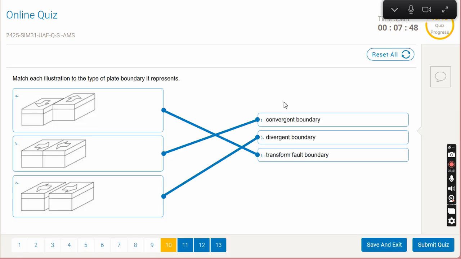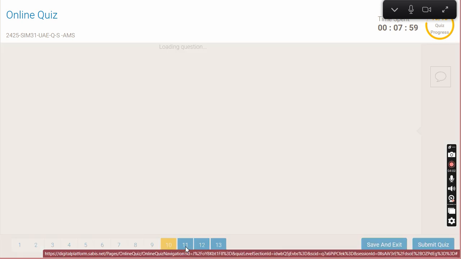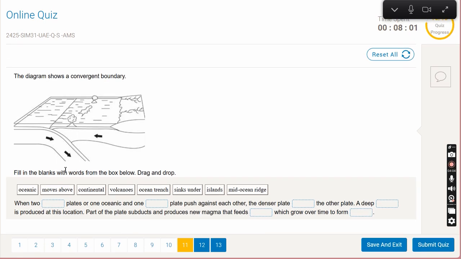So remember, the convergent boundary forms the volcanoes. The divergent boundary forms the seafloor. And transform fault boundaries, because they happen along the plate boundaries, can cause earthquakes.